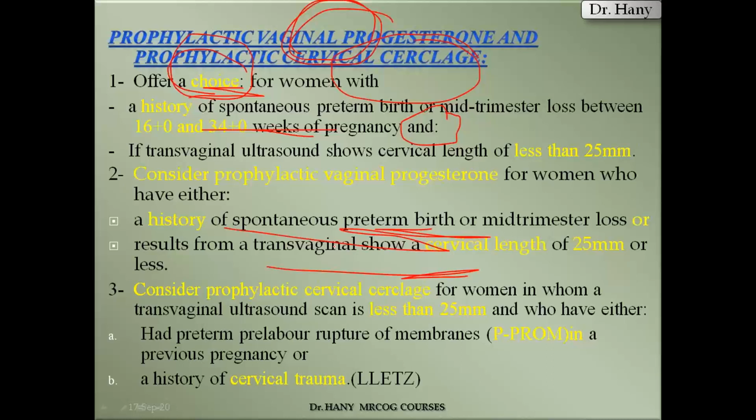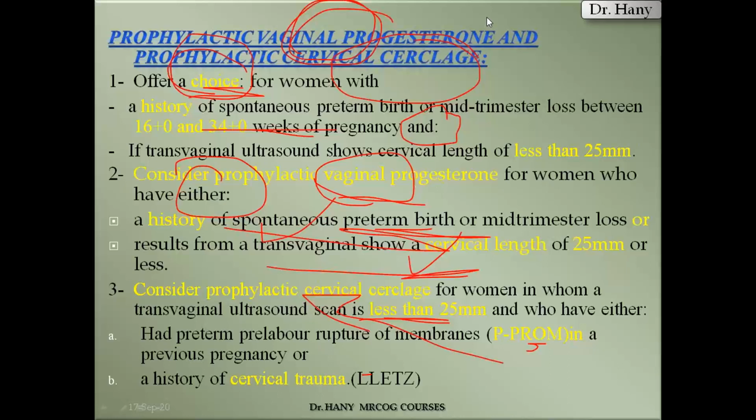So in the exam question, if he tells you a woman has an accidental finding of cervical length less than 25, the answer will be only vaginal progesterone. Or if the history in the previous pregnancy is a loss only, and the scan now is fine, the answer will be only vaginal progesterone. So you will give vaginal progesterone for a woman who has either a history or an accidental cervical length finding. If the woman has a scan now less than 25, accidental finding, and she has a history of PPROM or LEEP, here I will think to tell her to do cerclage.